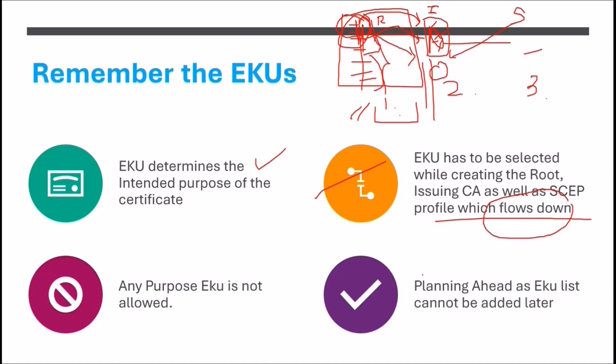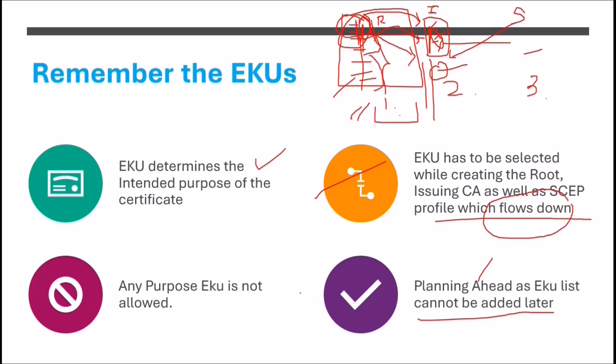So planning ahead is very important, as EKUs cannot be added later on. Once the root CA has been created with a specific EKU, or once the issuing CA is created, you are bound to that. If you want another EKU later on, you cannot add it. You will have to create a new root CA or a new issuing CA.